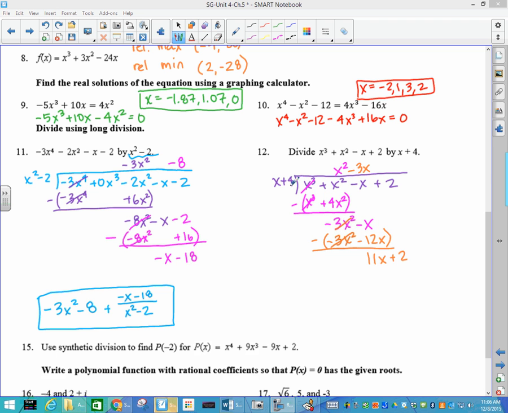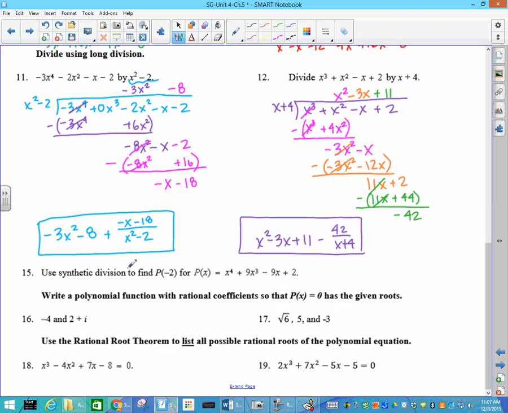Bring down my 2. X times what gives me 11x? And of course that is 11. And 11 times x is 11x, and 11 times 4 is 44. So when I subtract, that cancels, 2 minus 44 is negative 42. So my answer that I'm going to put in the answer blank, this is my quotient, so I'm going to write x squared minus 3x plus 11, and then minus 42 over x plus 4. And that is our answer.